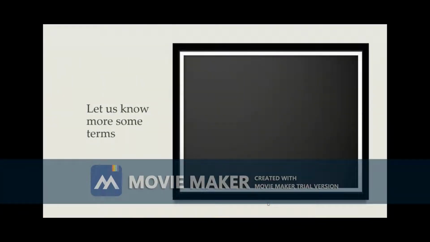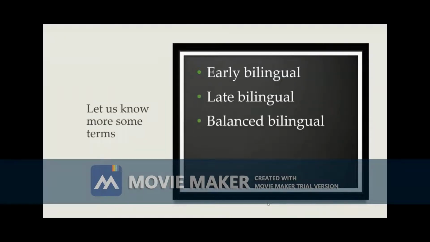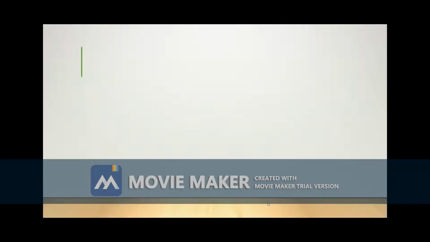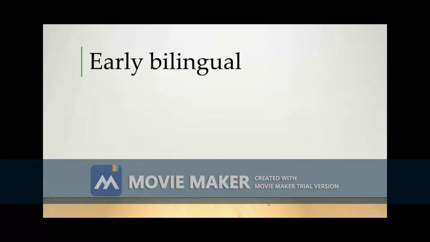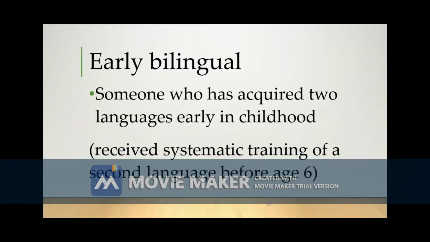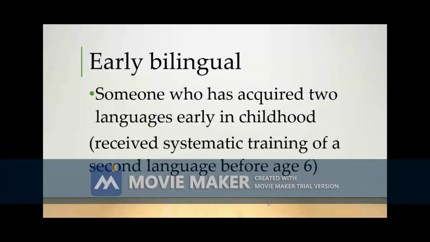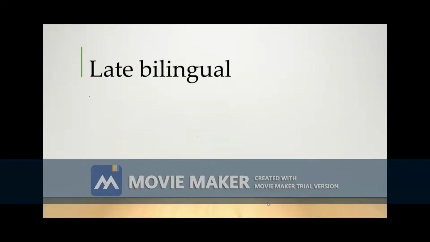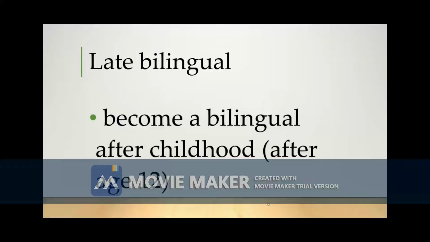Let us know more terms. Early bilingual, late bilingual, balanced bilingual, dominant bilingual, and semilingual. Early bilingual: someone who has acquired two languages early in childhood, receiving systematic training of a second language before age 6. Next is late bilingual: become a bilingual after age 12.